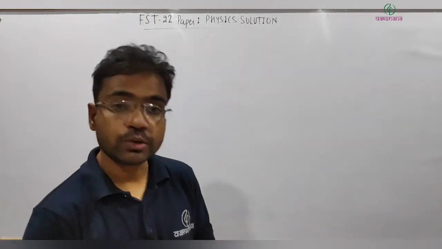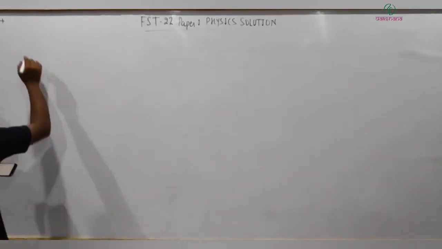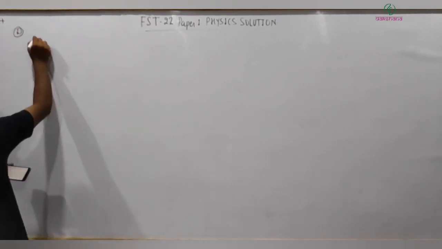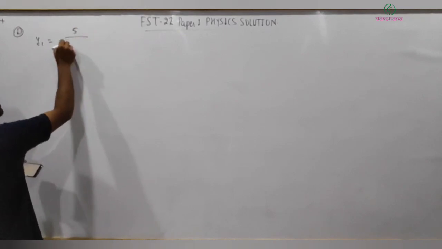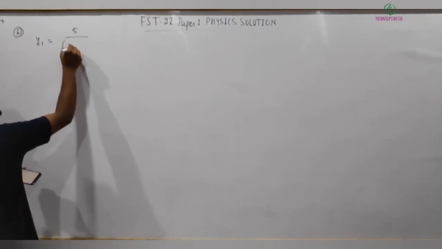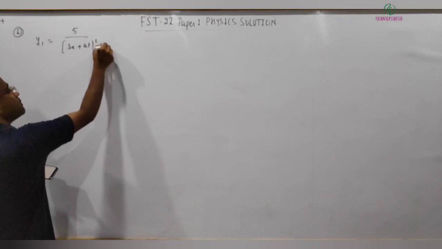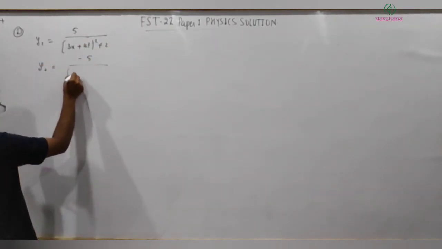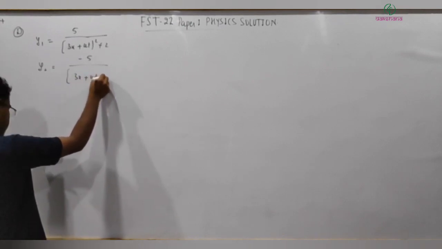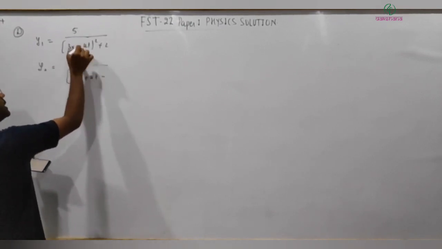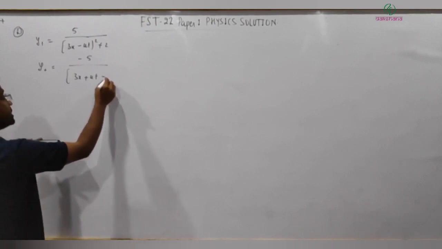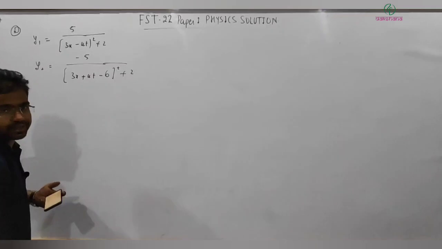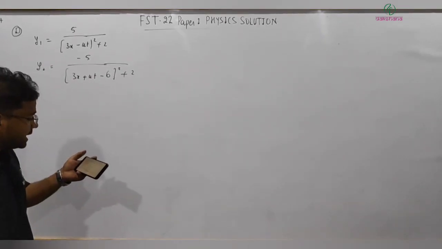So we are going with question number 1. Two pulses are traveling on the same string, as described by the equations. The equation of pulse 1 is y1 = 5 divided by (3x + 14)² + 2. Pulse 2 is given by y2 = -5 divided by (3x + 40 - 6)² + 2. Now mark out the correct statements.